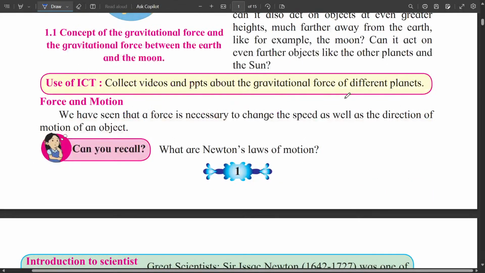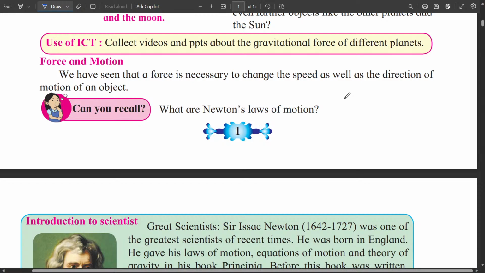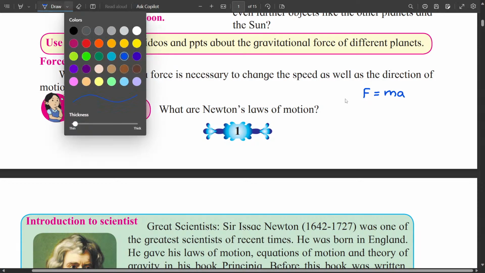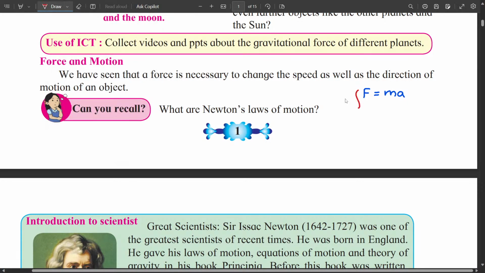Force and motion. We have seen that a force is necessary to change the speed as well as the direction of motion of an object. We have learned the formula F = m × a, where F is the force acting on that object, m is the mass of the object, and a is the acceleration of the object.